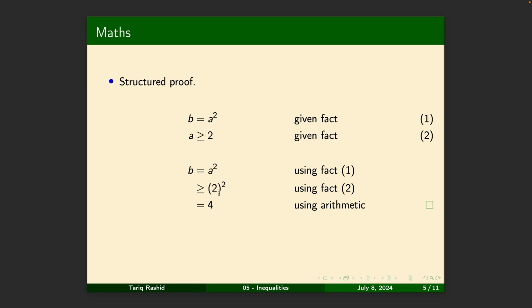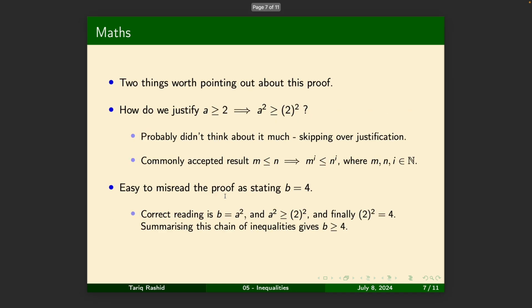We do have to be a bit careful there, so we'll talk about that in a minute. But this is one of the things where it's kind of obvious, so we sometimes skip over the detail. But we'll come back to this. We won't gloss over it too much. And then we say this quantity 2 squared is 4, and that completes the proof. But there's a couple of interesting things worth pointing out.